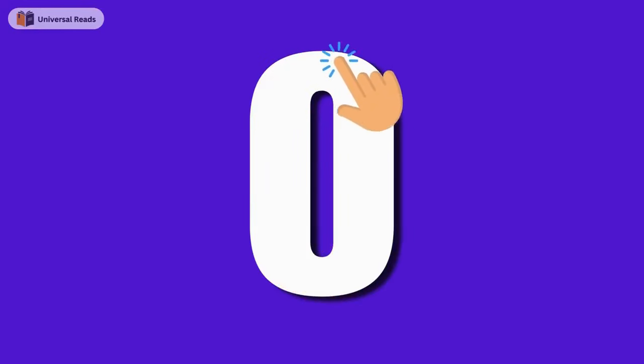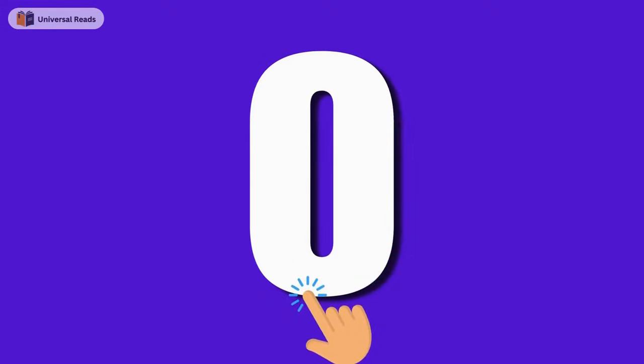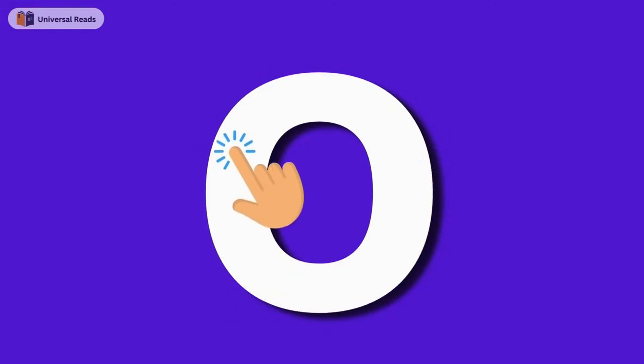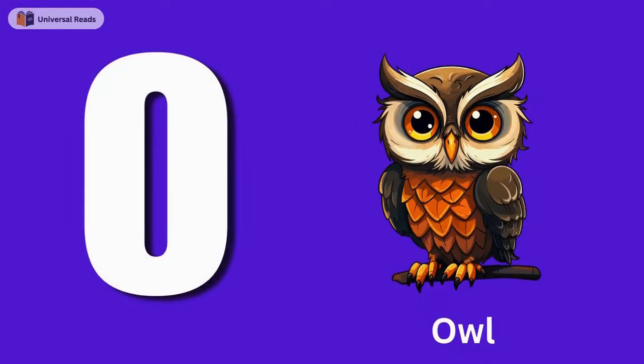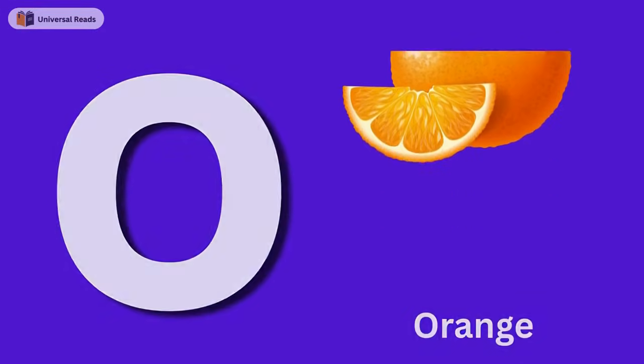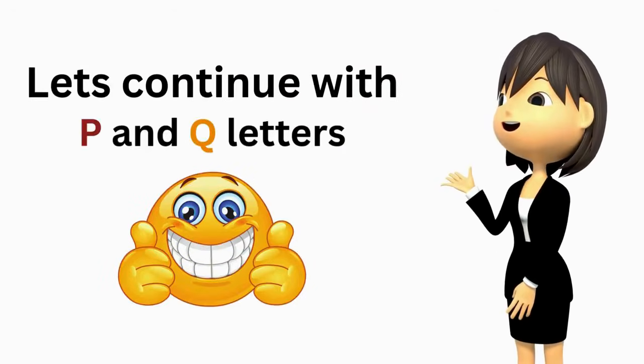Trace the uppercase letter O. Trace the lowercase letter O. O for owl. O for orange. O. Let's continue with P and Q letters.